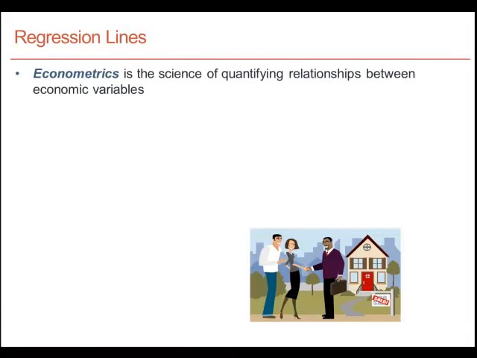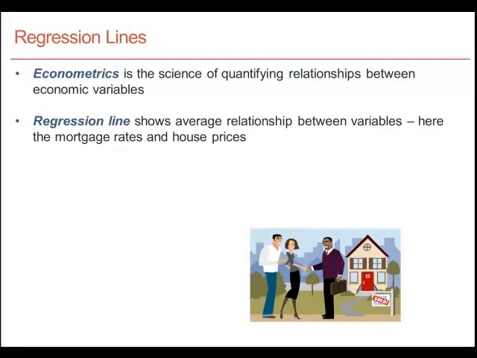Now, how do we go about drawing a line or fitting a regression line through the data that represents the scatter plot in an accurate way? Econometrics is the science of quantifying relationships, and econometrics is made up of two words. The first part of it is from economics, obviously, and metrics is the science of measurement. So econometrics is the science of quantifying relationships between economic variables. The regression line, as we said already, shows the average relationship between the variables.